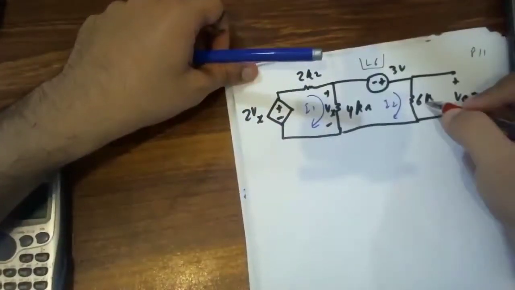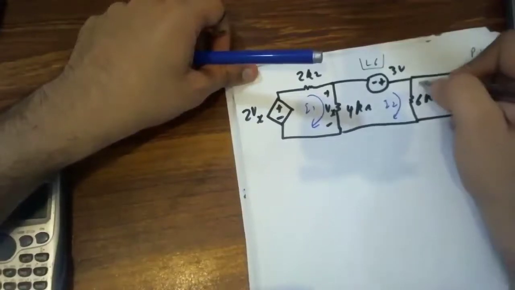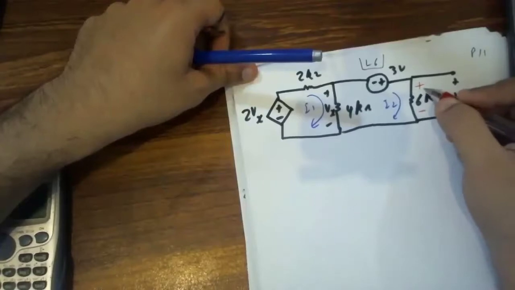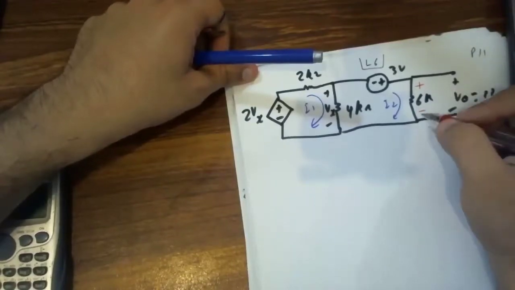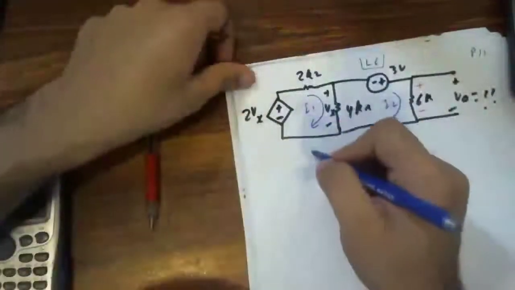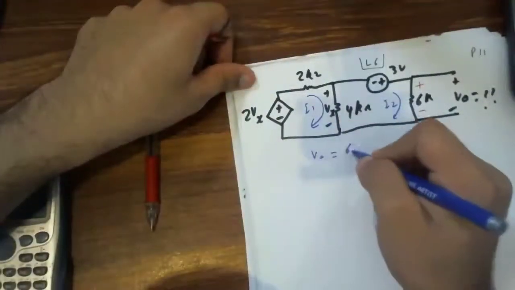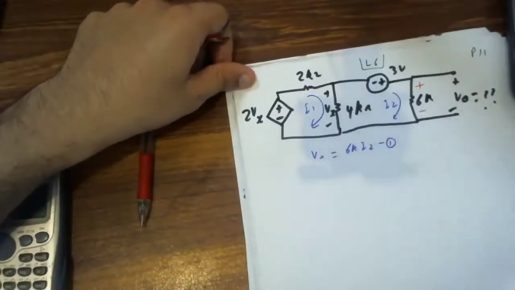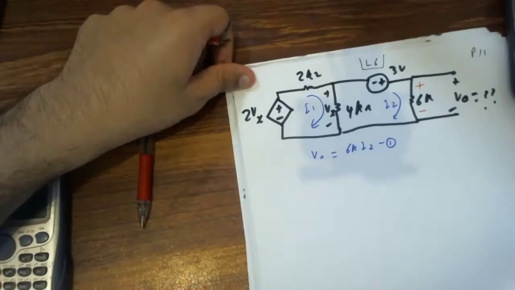This V0 is the voltage across this 6 kilo ohm resistor. And the given polarity is the upper terminal of the 6K is positive and the lower terminal is the negative one. Then by using Ohm's law, the value of V0 will be equal to 6K into I2. This is my equation number 1. So it means that I need to find out the value of I2.